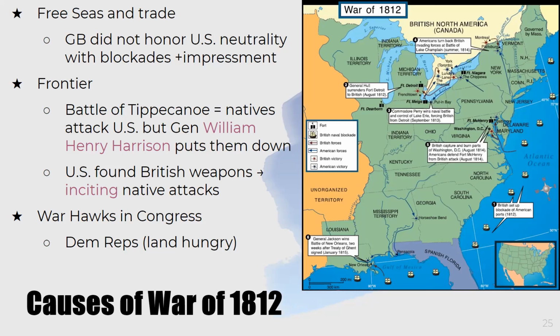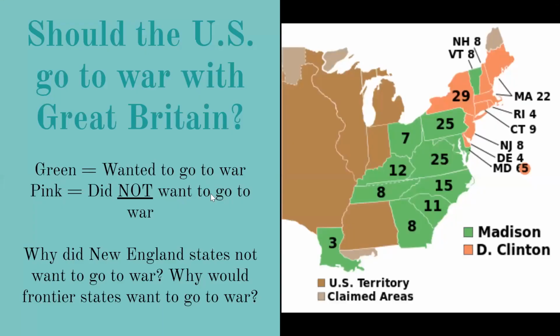And so with all of this, it's leading to war hawks in Congress. War hawks is a general term for very pro-war, vocal, aggressive folks. And at this point, these are the land-hungry Democratic Republicans who are possibly being impacted by these natives on the frontier. They're already very anti-Great Britain because Democratic Republicans are leaning more towards France. And again, they see this as a potential way to win more land.